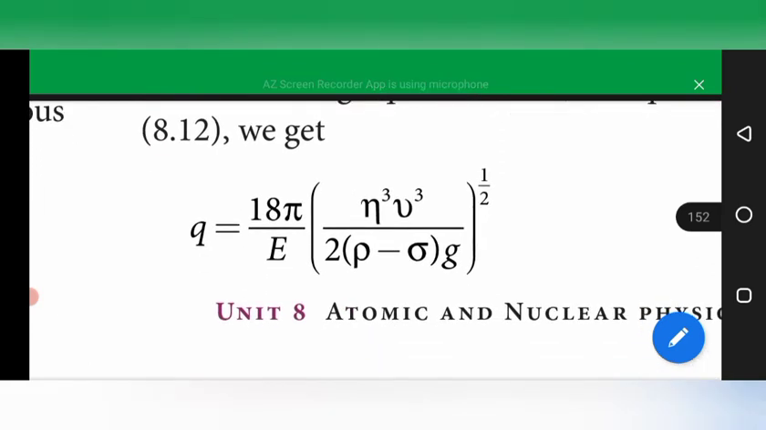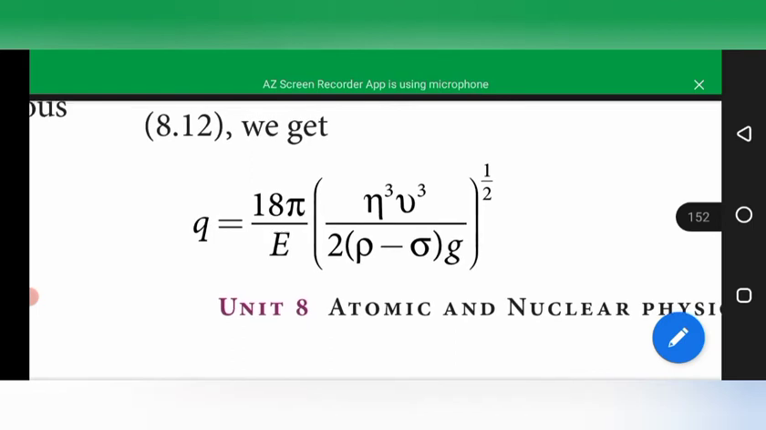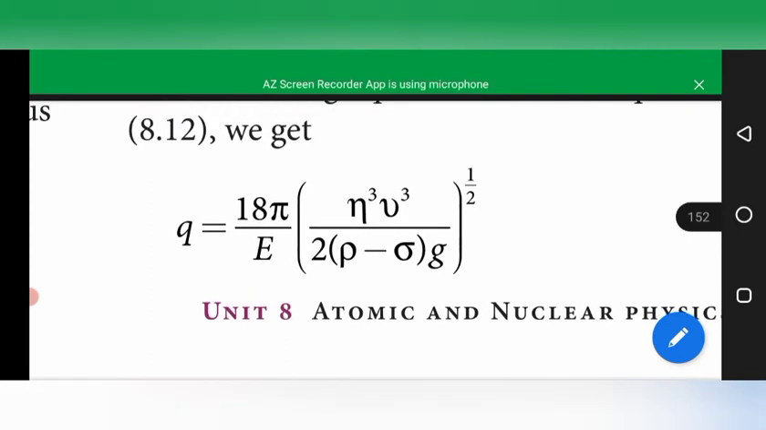Then finally you will get Q is equal to 8 pi by E, whole square root of eta cube V cube divided by 2 into rho minus sigma into g. Substitute all the constant values, and finally you will get the value of charge, that is minus 1.6 into 10 to the power minus 19 coulomb. In this method, Millikan repeated this experiment several times and found the charges on oil drops. So this is one of the methods to find the charge of an electron.